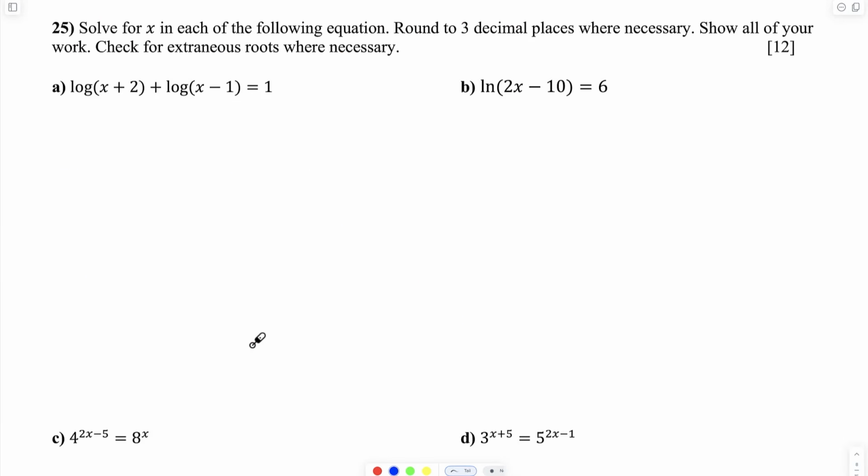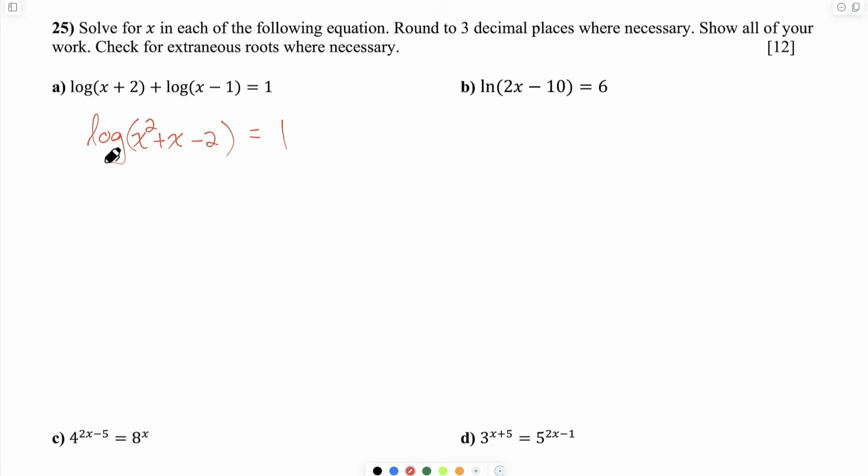25, solve for x in each of the following equations. Round to 3 decimal places where necessary. Show all of your work. Check for extraneous roots where necessary. Well, a and b are both log equations, so I will have to check for extraneous roots for those ones. Part A, to solve this one, I'll want to start by combining those two logarithms. Since they both are base 10 and they're being added, I could write them as a single logarithm by multiplying the arguments. So x plus 2 times x minus 1 would be x squared minus x plus 2x, which is plus x, minus 2. Oops, and I can erase that extra equal sign I wrote there by accident.